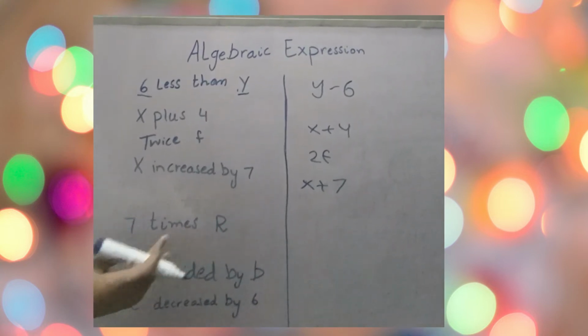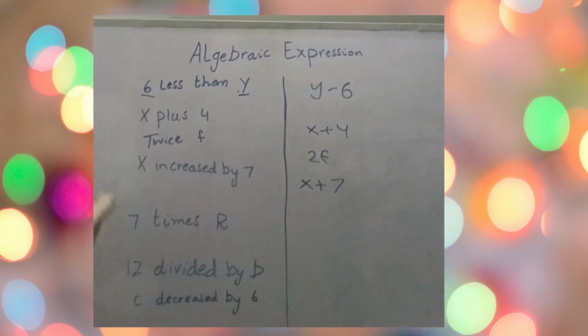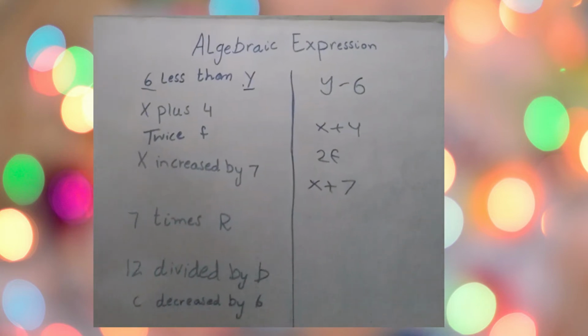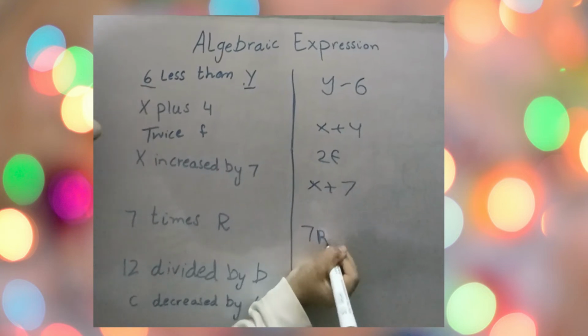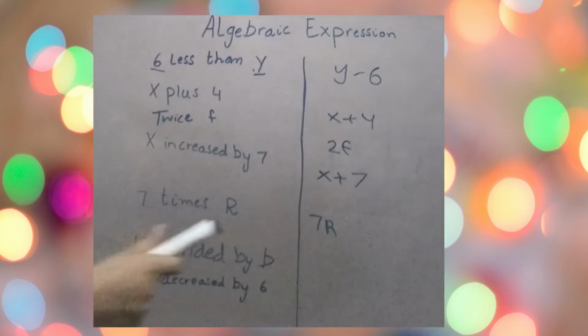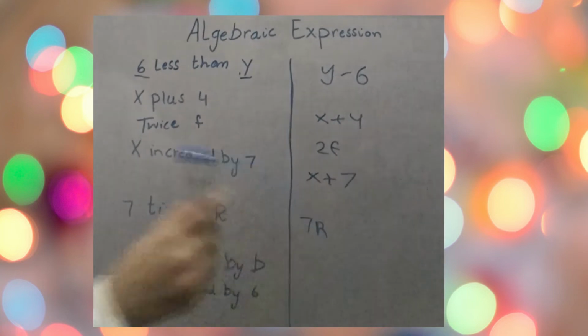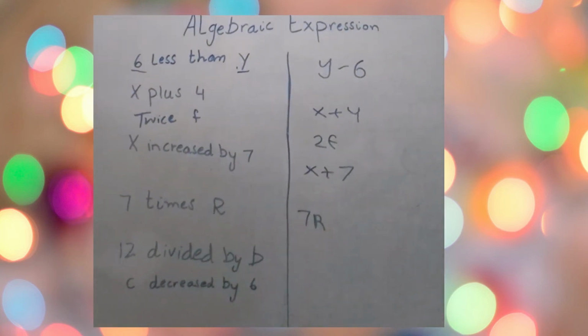7 times r. Times is saying multiplication, as you know. But in algebraic expressions, we do not write the multiplication sign. Instead, we just write 7r. We're going to write them as joined. We will not add the multiplication sign.